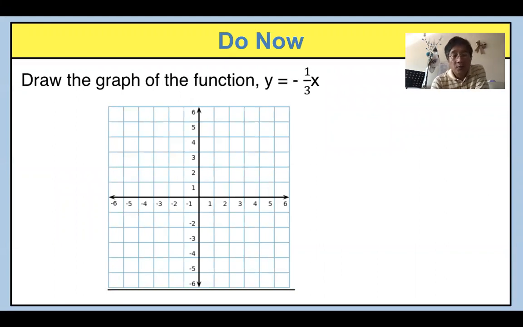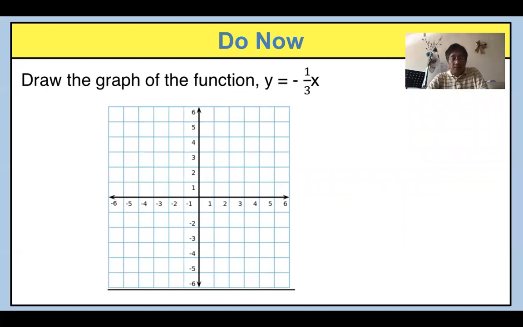There is an equation, the function y or f of x equal to negative 1/3 x. Can you draw the graph? Can you try? You can do it in your notes or on loose leaf. Make sure whenever there is a lesson, take notes very well. All right.